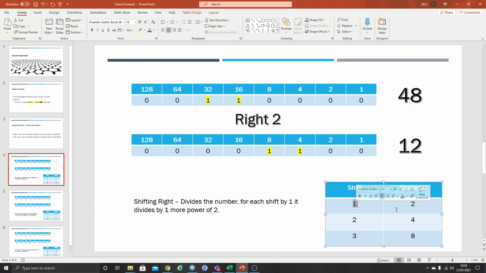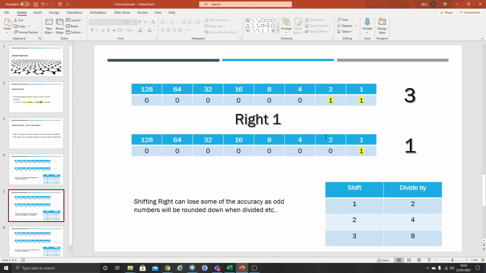So each shift is basically a power of 2. So 1 times 2 is 2, 2 times 2 is 4, 4 times 2 is 8. So 2 to the power of 3 is 8. Every time you shift, you halve it to the right, yeah? So let's do another one.